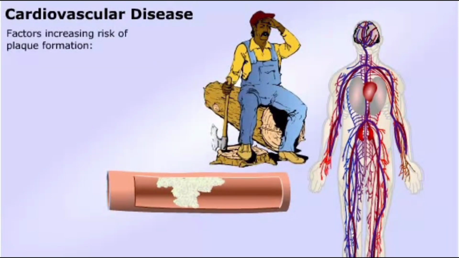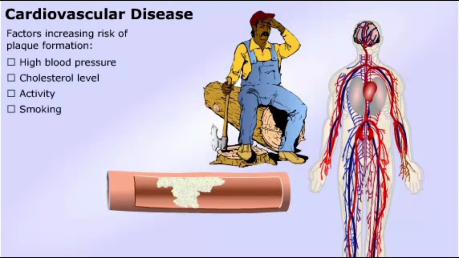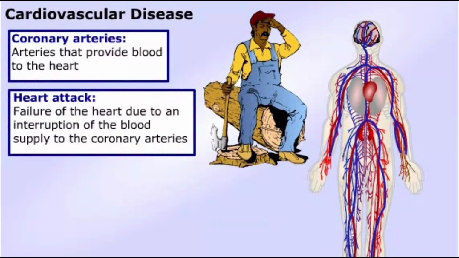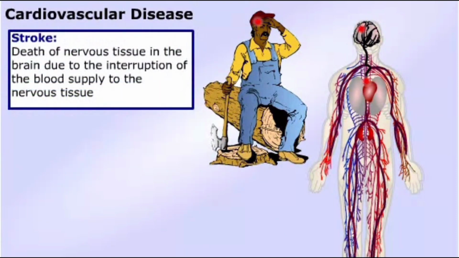Various factors add to the risk of plaque formation, including high blood pressure, cholesterol level, activity, smoking, and being overweight. Smoking is a major cause of cardiovascular disease. If you are under 50, smokers are 5 times as likely as non-smokers to die of coronary heart disease. If you stop smoking, you'll also avoid lung diseases like cancer and emphysema. If the clogged circulation affects the coronary arteries, which provide oxygen to the heart muscle, a heart attack may result. If the clogged arteries affect the blood supply to the brain, death of nervous tissue may occur, causing a stroke.